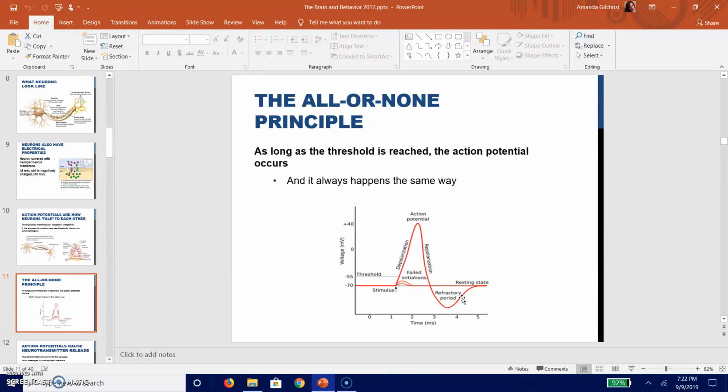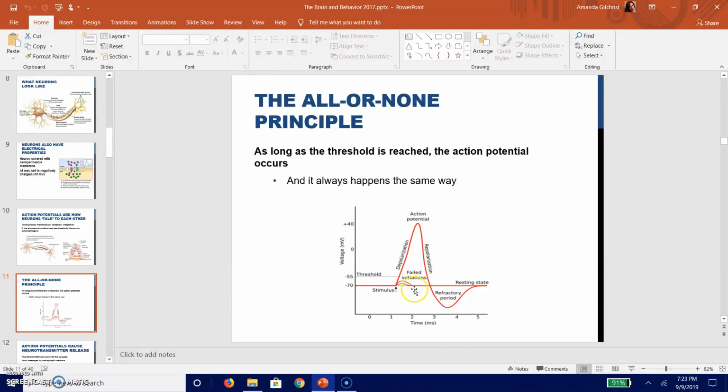But what's kind of interesting about this is it doesn't really matter how strong your stimulus is. If it's strong enough to get to threshold, you're going to get the exact same action potential. The action potential does not change based on the strength of the stimulus. So it's kind of like flushing a toilet. It doesn't matter how hard you flush that handle. If it's hard enough to make the toilet flush, the toilet will always flush the same way.